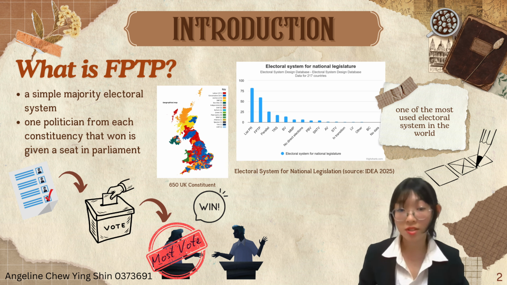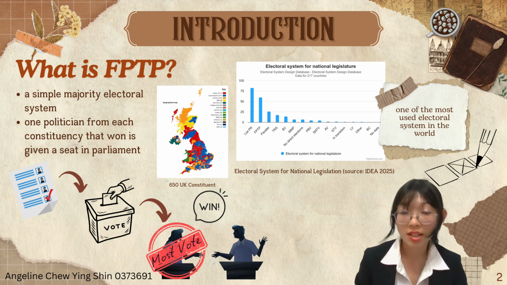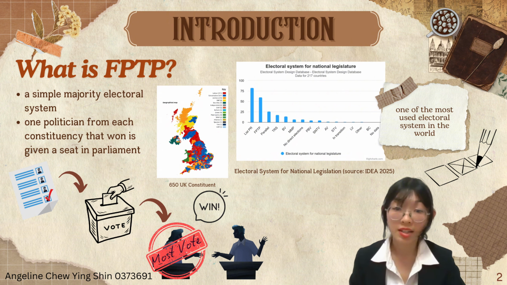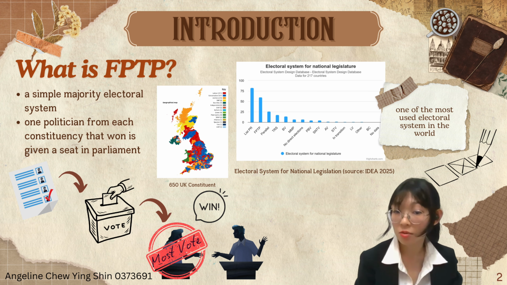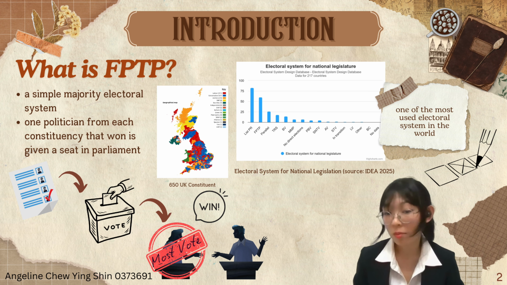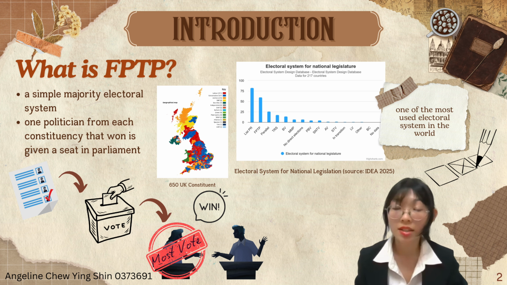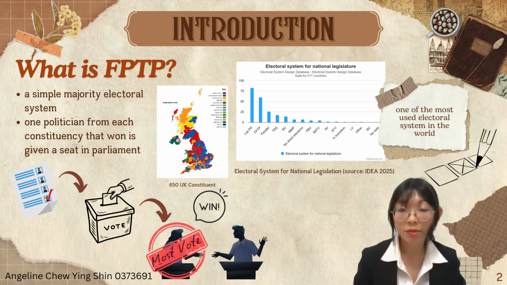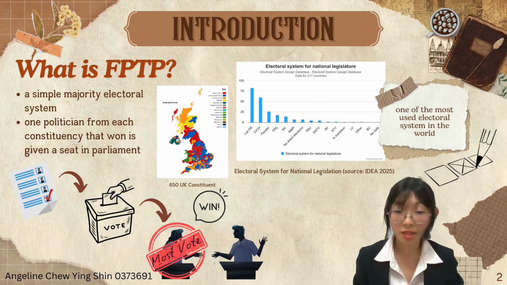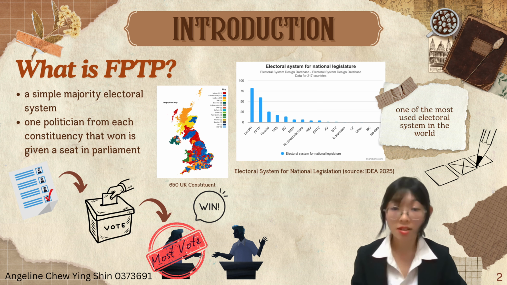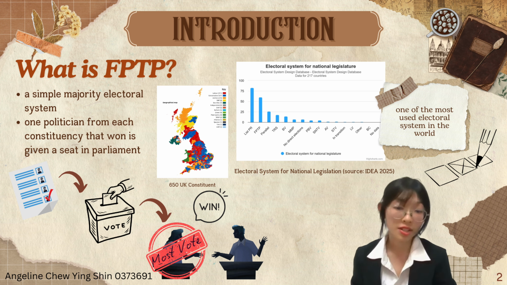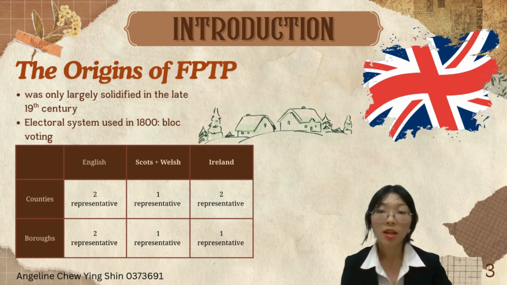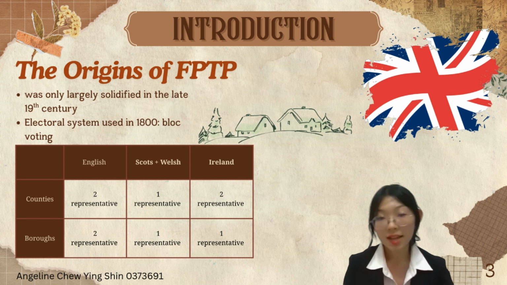The first past the post system is a kind of majority electoral system where voters select their preferred candidates and the candidate with the most votes wins. For the system to work, the United Kingdom has 650 constituencies, which corresponds to the number of members in the House of Commons in the Parliament. Then, in line with the majority election principles, one politician from each constituency wins and is granted a seat in the Parliament. The origin of this system lies in tradition.